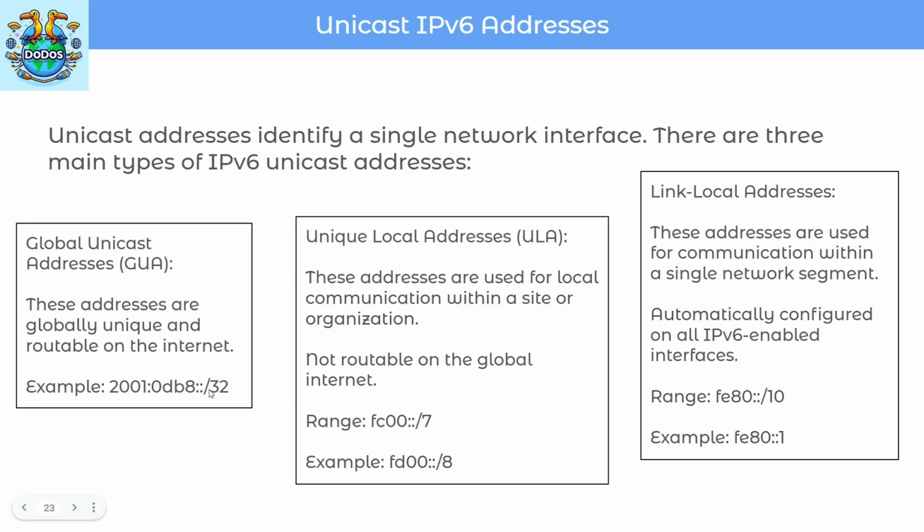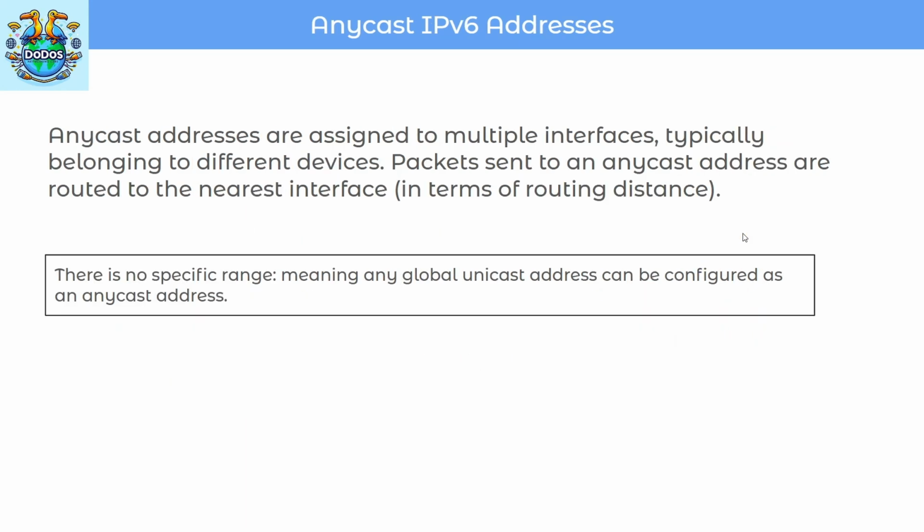So an example would be this. Unique local addresses, which is ULA. These addresses are used for local communication within a site or organization. It's not routable on the global internet, and a range would be like this. So look for FC and FD for unique local. Then link local: these addresses are used for communication within a single network segment, automatically configured on all IPv6 interfaces. So the range would be FE80. So FE80, anything that starts with that, is most likely the link local for IPv6.